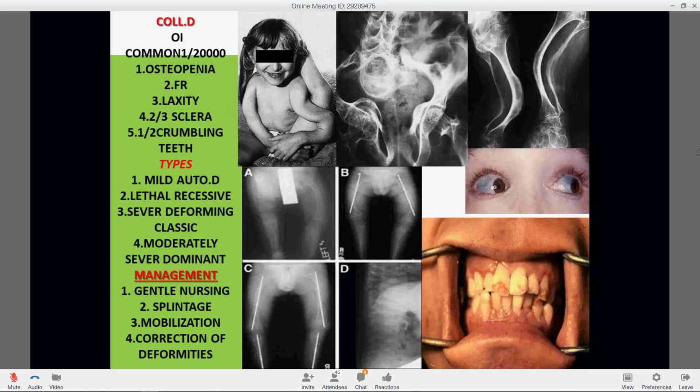And the moderately severe form, which is just like the mild form, but the sclera is normal. Treatment: gentle nursing, splintage, mobilization, and correction of deformities.